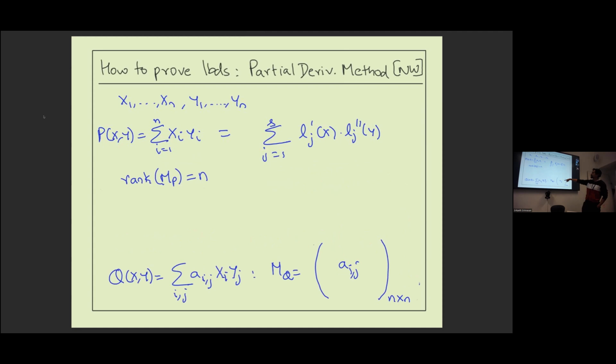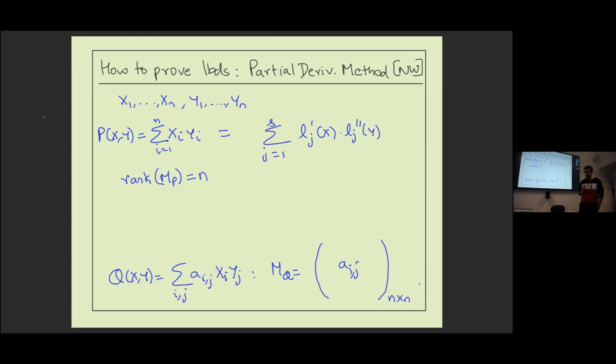For the polynomial on the left, the matrix just has ones along the diagonal, right? Because you only have the xi, yi terms and zeros everywhere else. So you don't have anything else. So this matrix is just the identity matrix. Okay, so this matrix has rank n. It's simple.